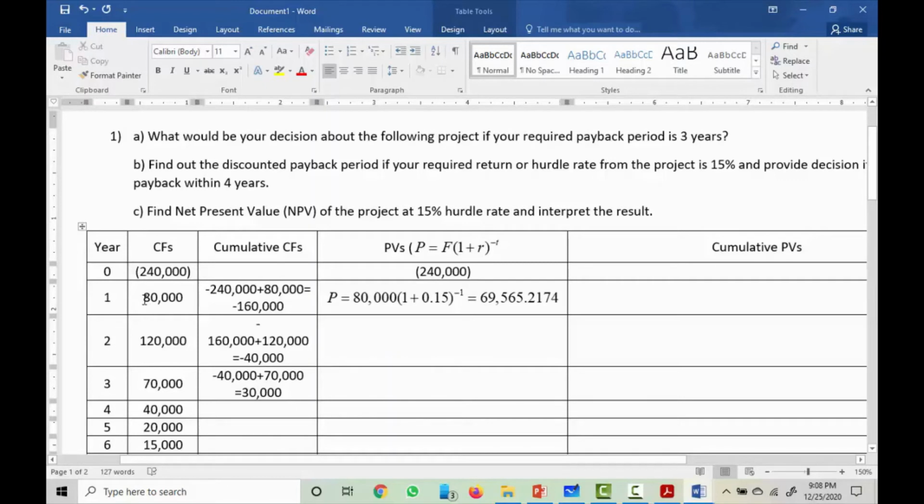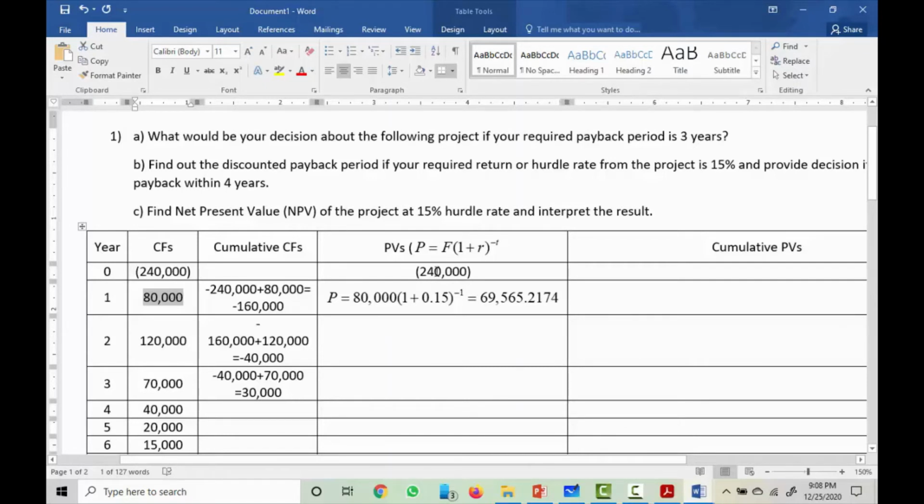What we need to do is calculate the present value of this cash flow. This is the cash flow that we will get after year 1. We need to find out the present value, that means the equivalent amount of this one at period 0. So we need to move 1 period behind, so the power should be -1 here.